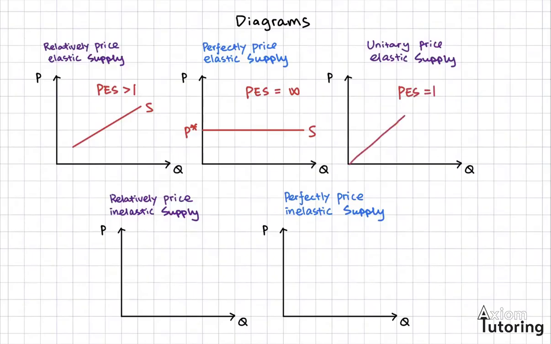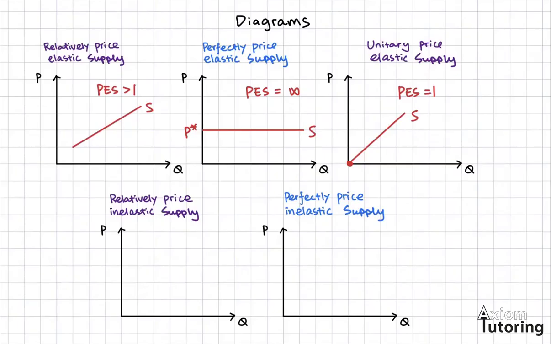Now, unitary price elastic supply with PES equal to 1. In the diagram, the supply curve is a straight line passing through the origin. Here, the percentage change in quantity supplied is exactly the same as the percentage change in price. One example is a flexible assembly factory. For instance, some clothing factories can increase output in direct proportion to price increases by hiring temporary workers or opening extra production lines. Another example is freelancer labor on online platforms. If the wage rate rises by 10% and the total hours supplied also rise by roughly 10%, then the supply is approximately unitary price elastic.